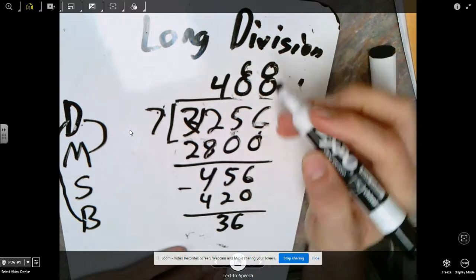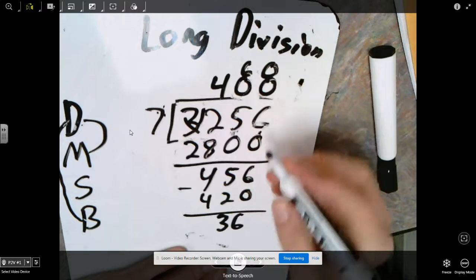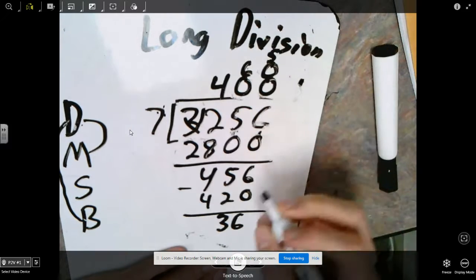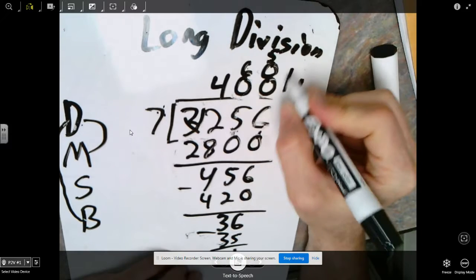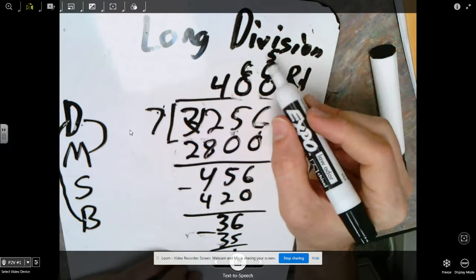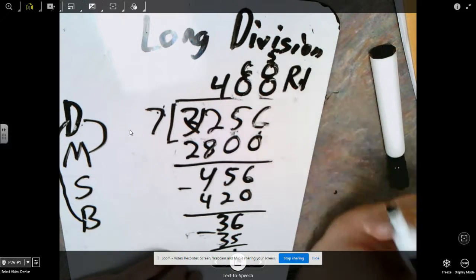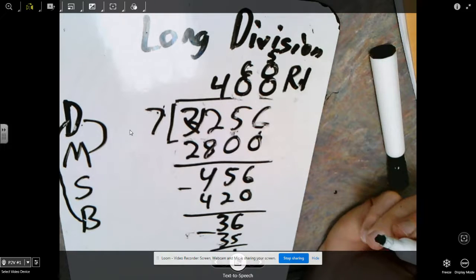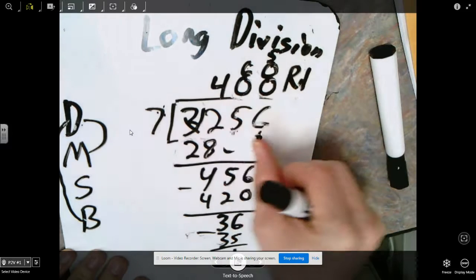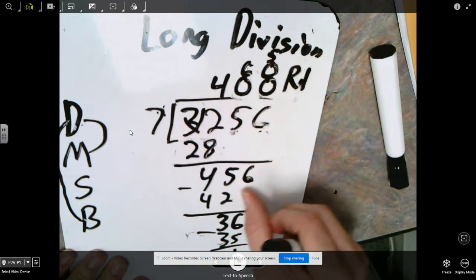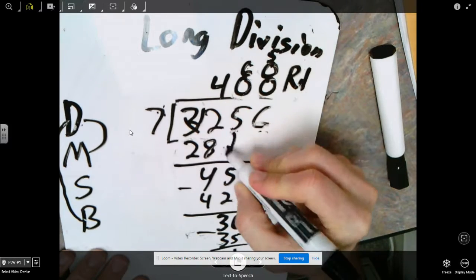And then lastly, how many 7s go out of 36? 5. And then I have remainder 1. So if I add this up quick, 465, remainder 1. So that's the expanded algorithm that I'll talk about, but I won't have them actually do. I'll have them practice most of the time with the actual long division process.